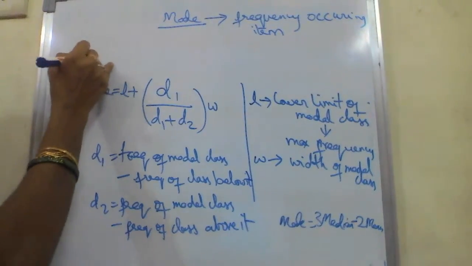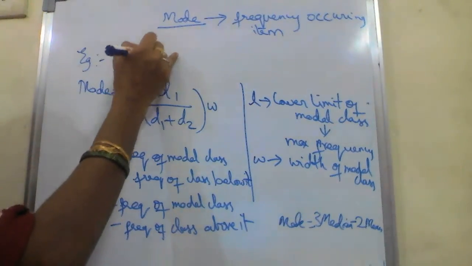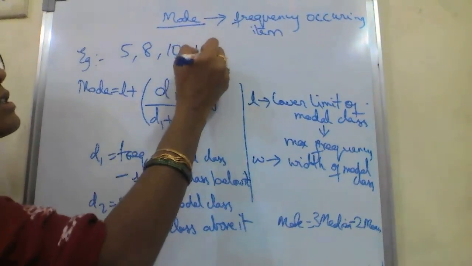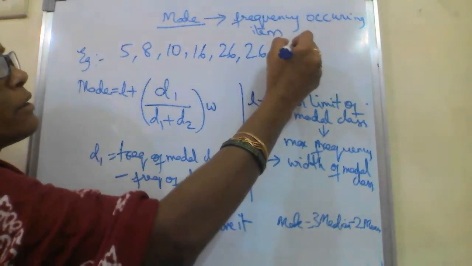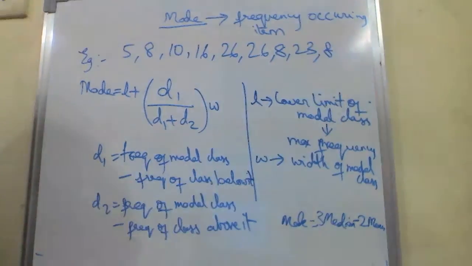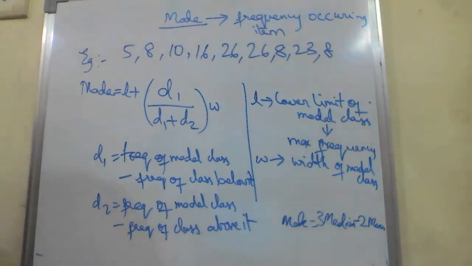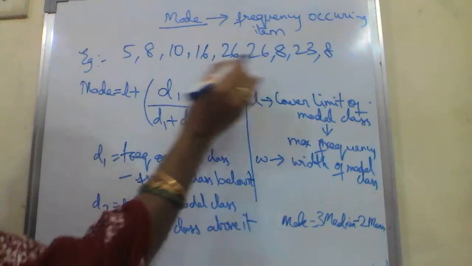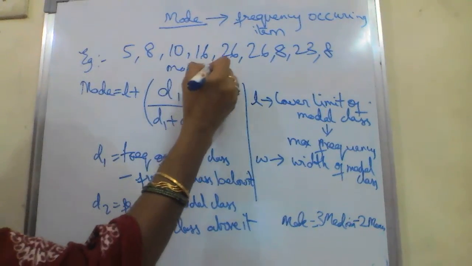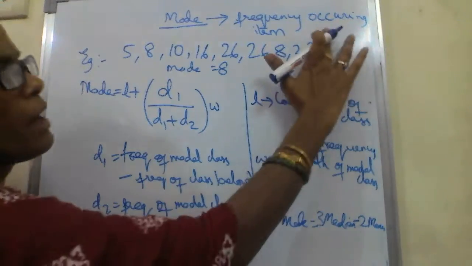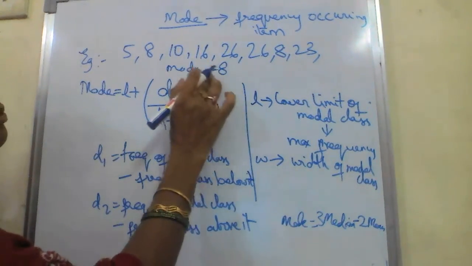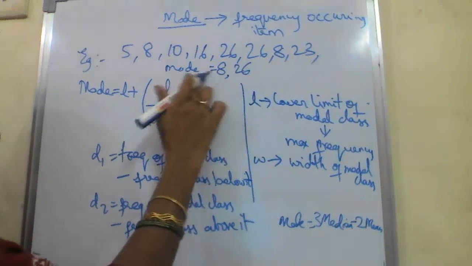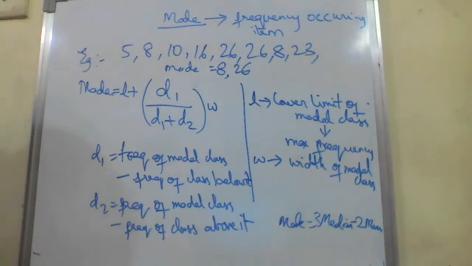For example, if you take a sample as 5, 8, 10, 16, 26, 26, 8, 23, 8. Here the most frequently occurring item, which occurs the most number of times, is 8, occurring 3 times. So the mode for this particular distribution is 8. Suppose I have it this way: 26 is appearing 2 times, 8 is also appearing 2 times. In this particular case, your mode will be 8 and 26 both. So this is the mode of a sample.